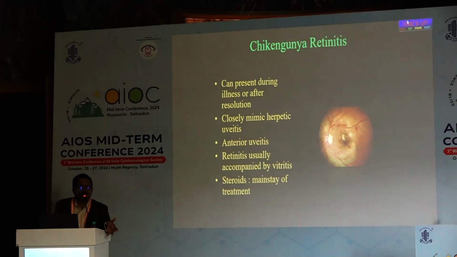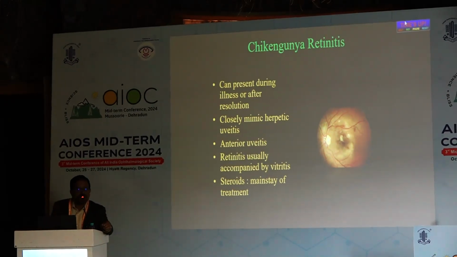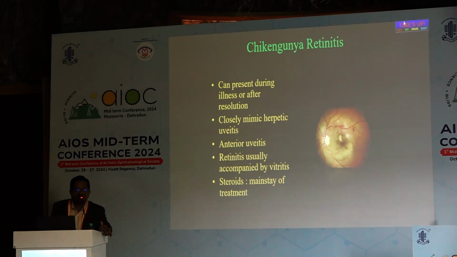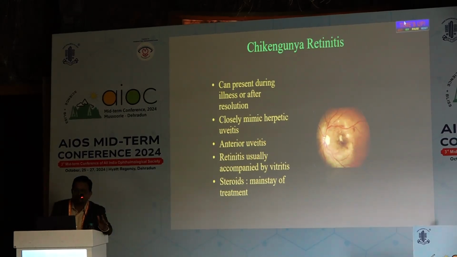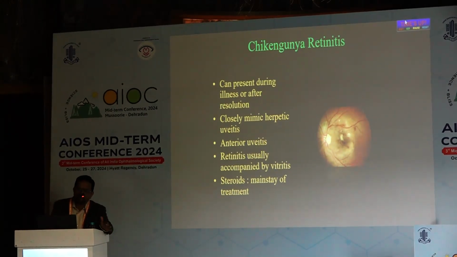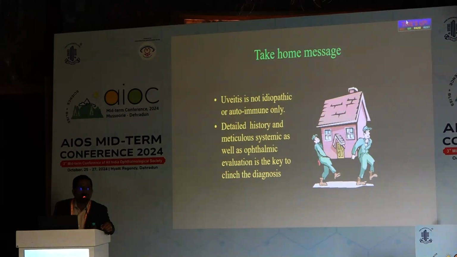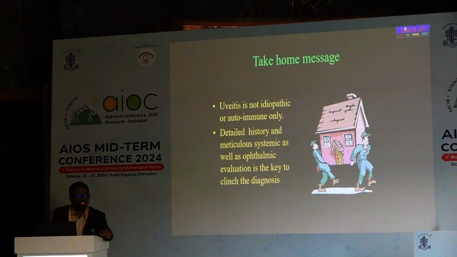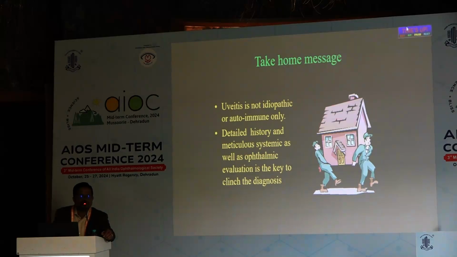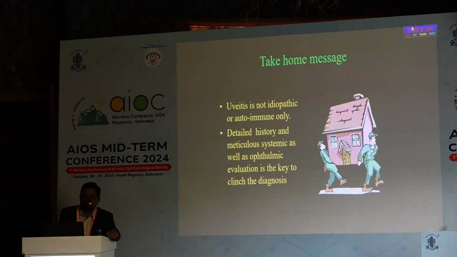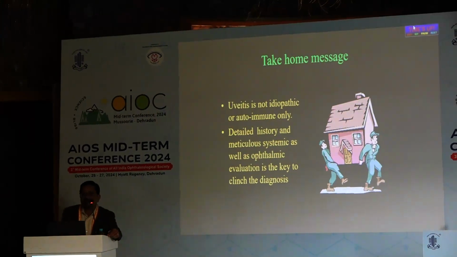Chikungunya can present during illness or resolution, and it mimics herpetic retinopathy. Anterior uveitis can be non-granulomatous or granulomatous, and retinitis is usually accompanied by vitritis, and steroids are the mainstay of the treatment. So the take-home message is uveitis is not idiopathic or autoimmune only. Detailed history and meticulous systemic as well as ophthalmic evaluation is the key to clinch the diagnosis.